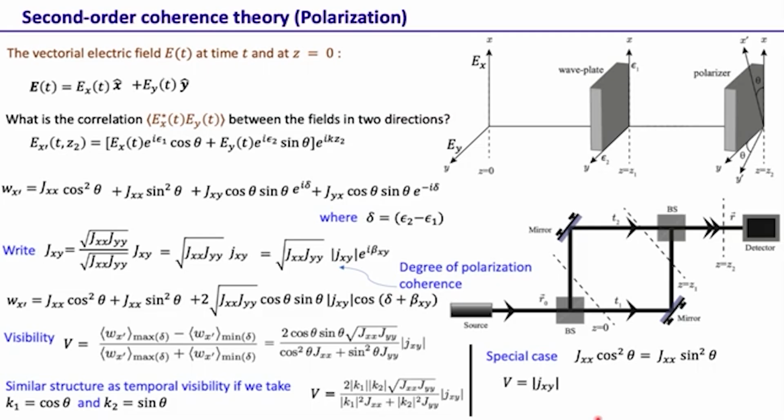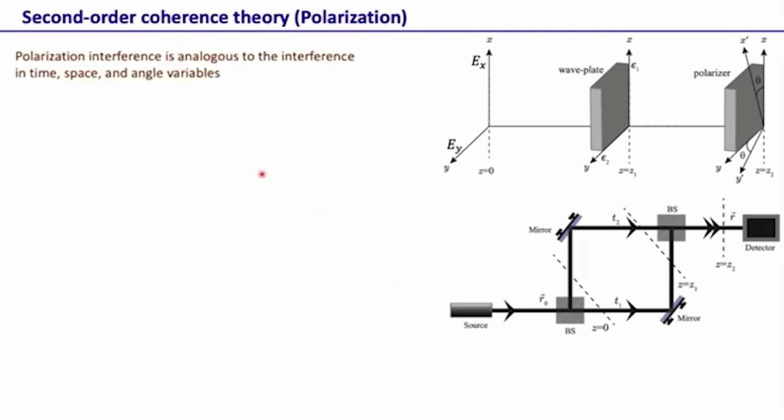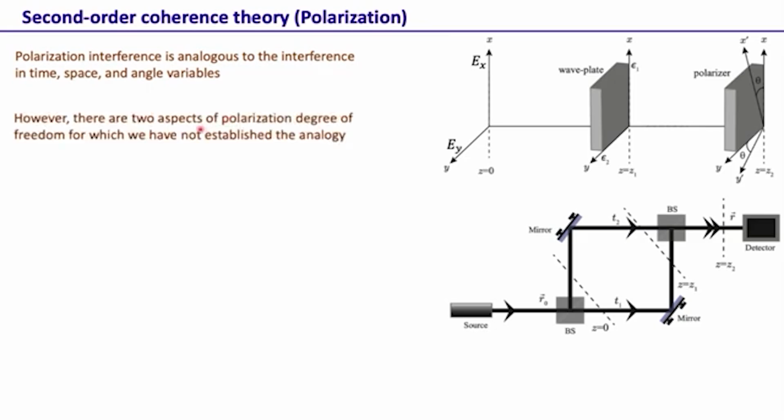Okay, so far we have looked at the polarization interference in a very analogous manner as we did interference in time, space, and angle. So far it looks like polarization interference is pretty much the same as time, space, and angle. So is there anything that is different in the two? In fact, there are two aspects that we have not discussed for the polarization degree of freedom so far.